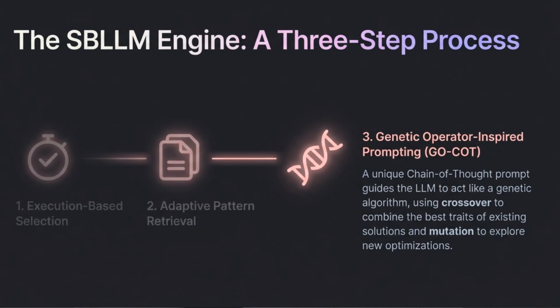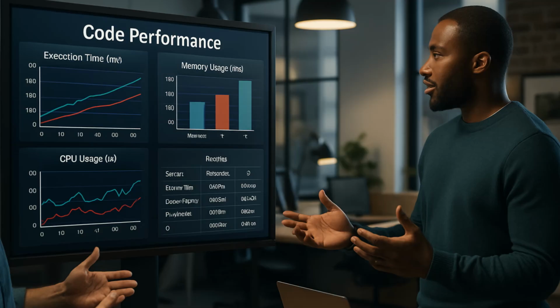This is where the prompt explicitly tells the model to behave like evolutionary search. That is crossover, combine the best ideas from multiple candidate solutions. Mutation, introduce a new optimization idea guided by retrieved patterns, then generate a new candidate. And SBLLM repeats this loop until it stops improving or until the representative set doesn't change, which signals convergence.